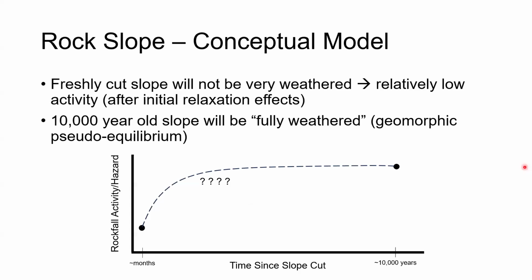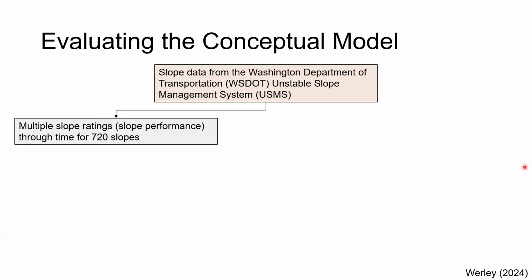Now, this is better, but we're still stuck in a situation where we don't know where this curve sort of starts to roll over. Does it become flat after 10 years, 100 years, 1,000 years, 5,000 years? We don't really know. And so to try to answer this question, we ended up partnering with the Washington Department of Transportation, who has a pretty detailed inventory and set of records associated with their slopes. Specifically, they have slope ratings, sort of similar to the semi-quantitative assessment that I showed you at the beginning. They have those slope ratings for 720 slopes through time.